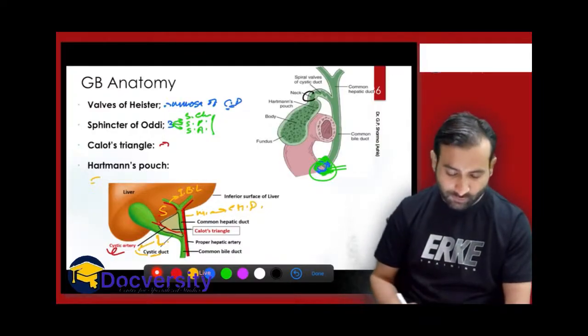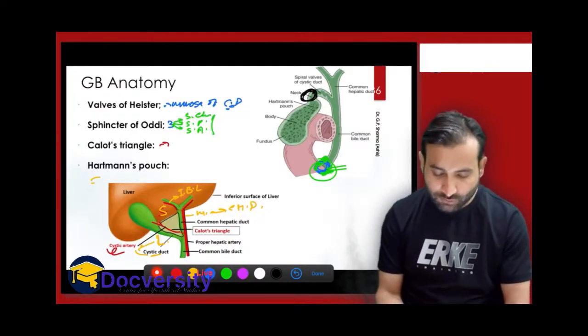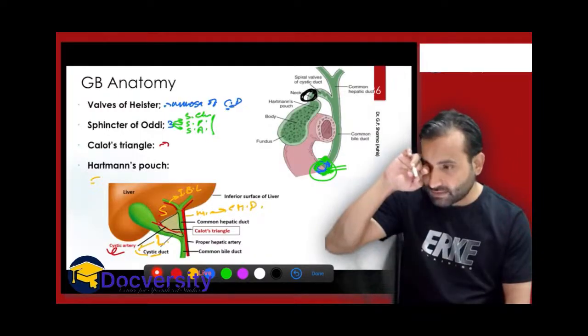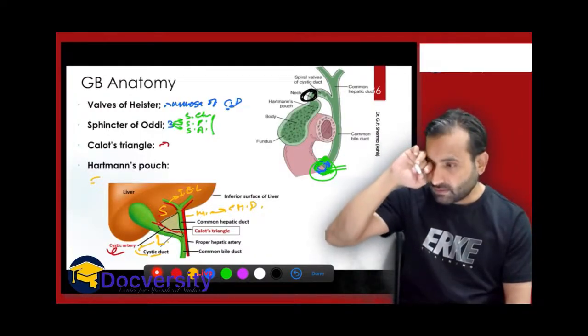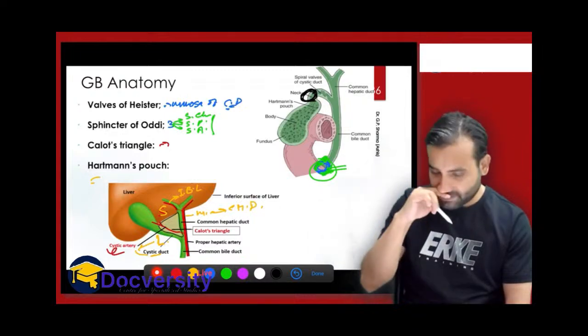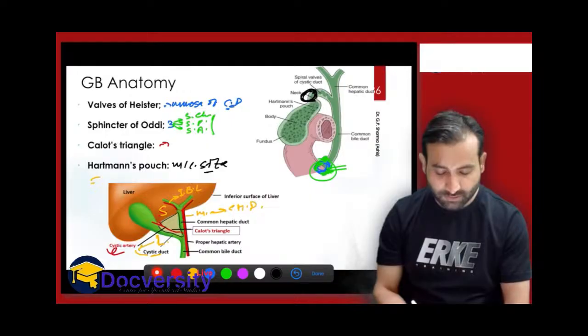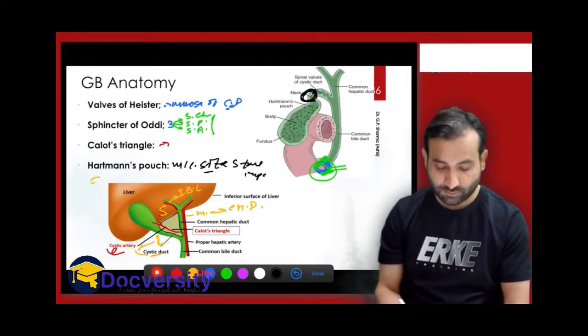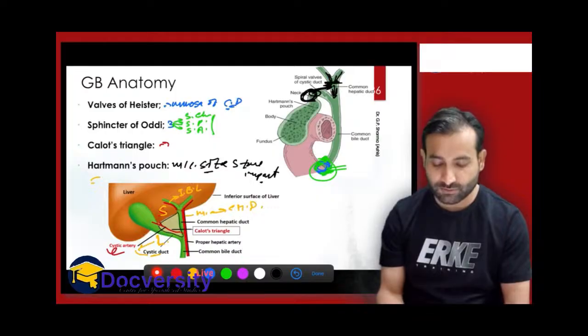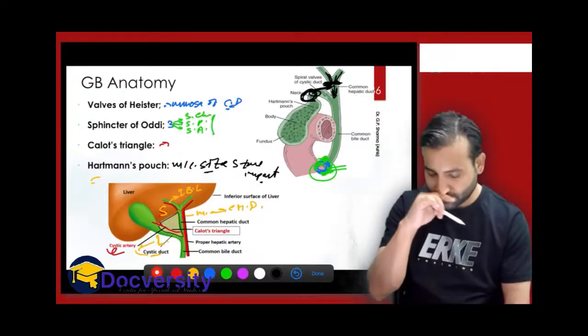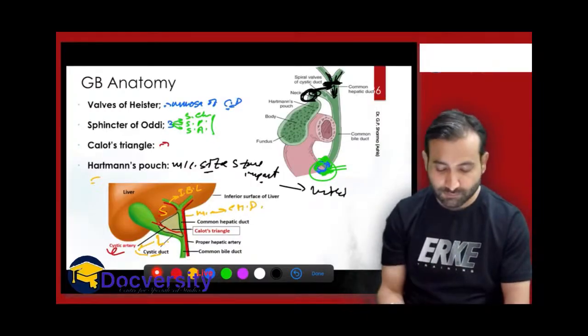Another point, the Hartmann's pouch. Hartmann's pouch is the pouch over here within the what is this one? The infundibulum of the gallbladder, right? It is present within the infundibulum, and this is the most common site for the stone impaction. And if the stone is present over here, it may compress the cystic duct. If it compresses the duct, then bilirubin and the bile juice cannot drain down, so that it produces the obstructive jaundice, right? Obstructive jaundice. Hope you understand.